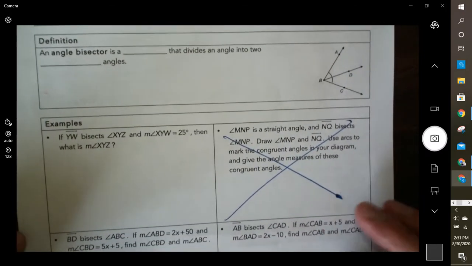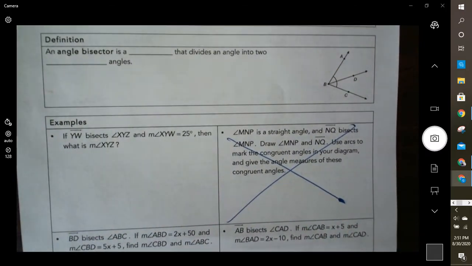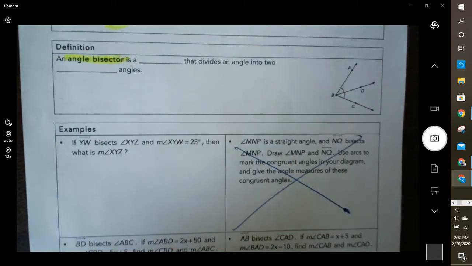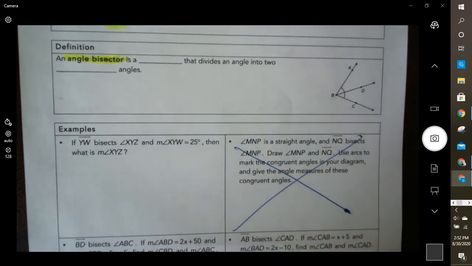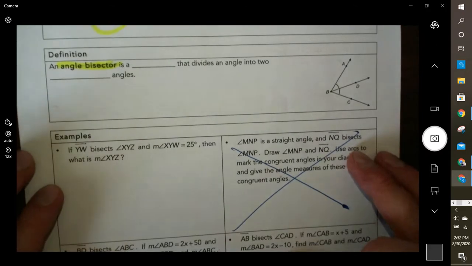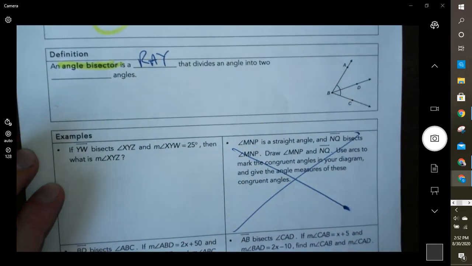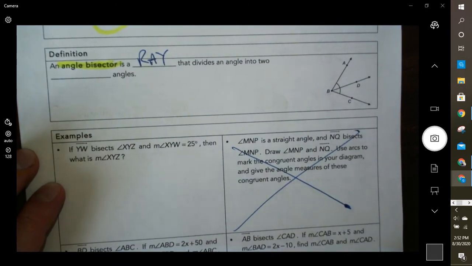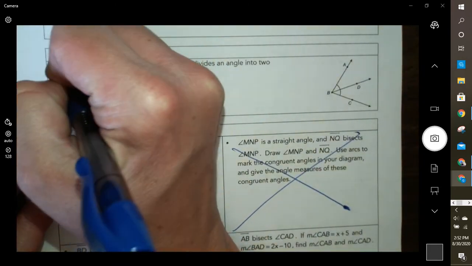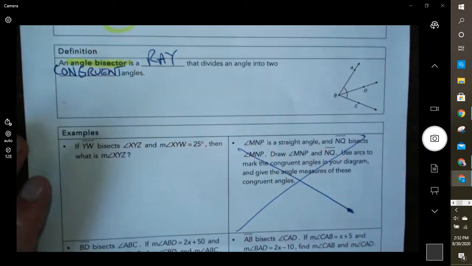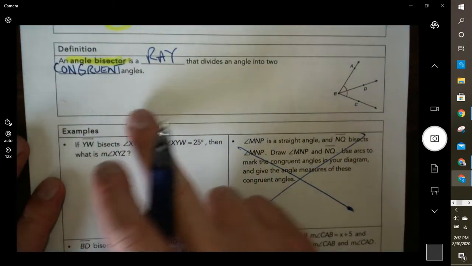All right, let's keep it going here. We have one more fill in the blank. An angle bisector. So one more vocabulary word. This is an important one. You'll see this on your module test coming up next week. An angle bisector is a ray that divides an angle into two congruent angles.